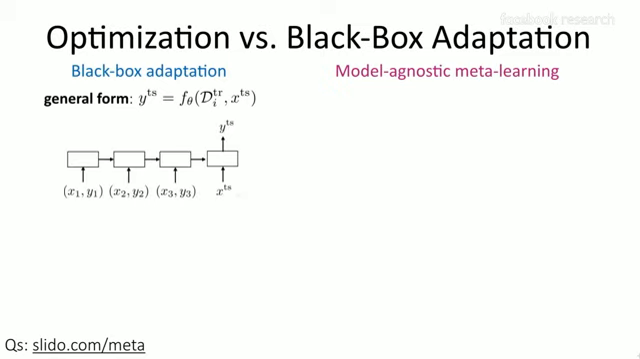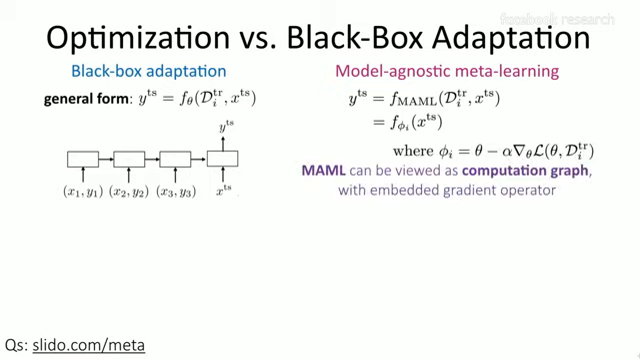So before we were using like a recurrent neural network to represent this function, but now we're using what I'll denote as f_MAML to represent this function, and that is the function with parameters phi that takes an x test and produces a prediction, where phi is defined as the initial meta-parameters plus gradient descent on the training data point. And so essentially, you can view the MAML algorithm as a computation graph, just with this funny embedded gradient operator within it.